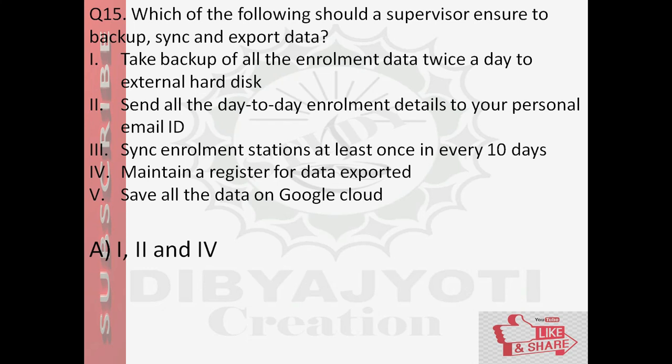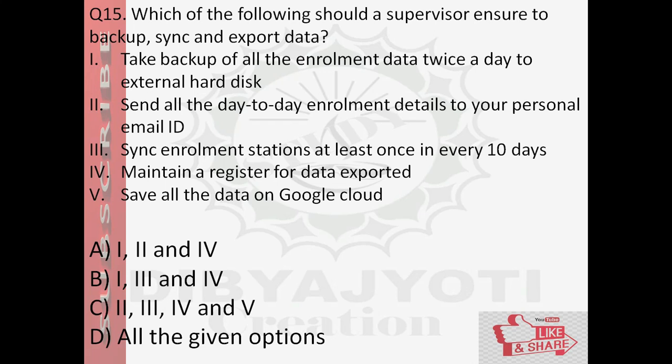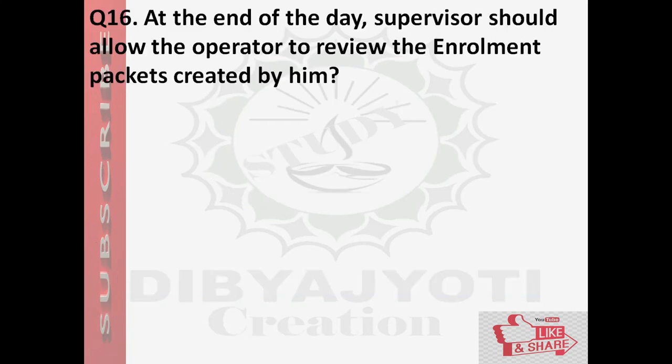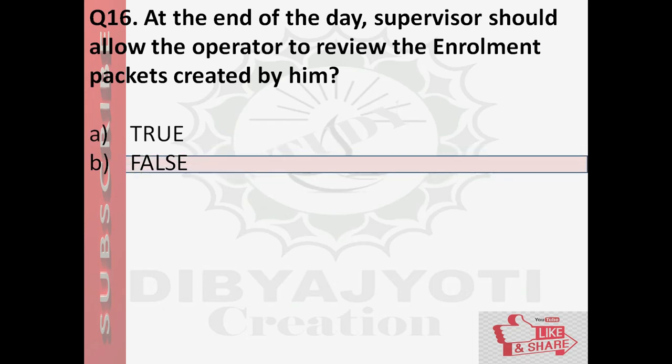Options are option A, 1, 2, 4, option B, 1, 3, 4, option C, 2, 3, 4, 5, option D, all the given options. And answer is option B, 1, 3, 4. Next, at the end of the day, supervisor should allow the operator to review the enrollment packets created by him. Options are option A, true, or option B, false. And answer is option B, false.